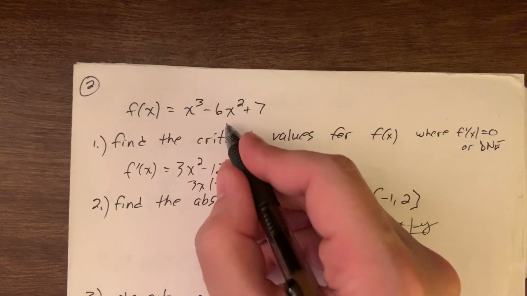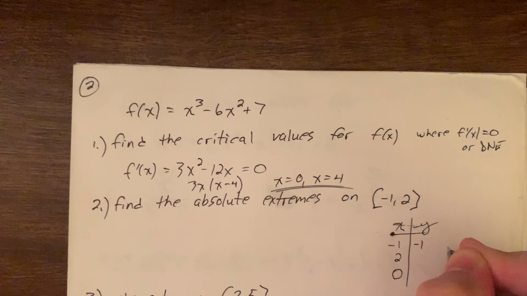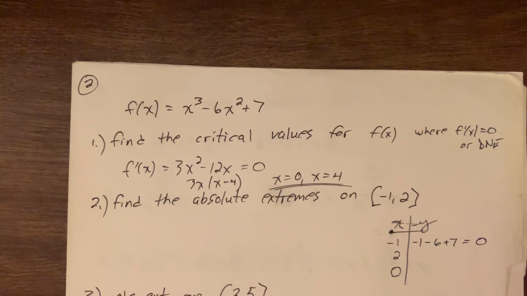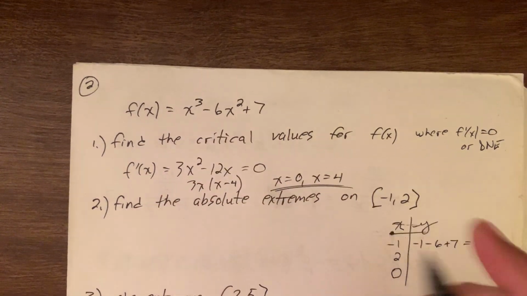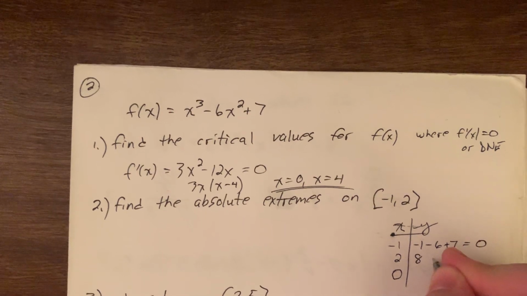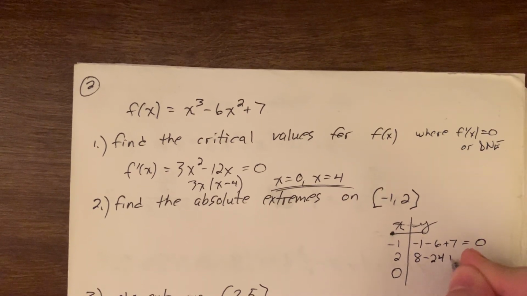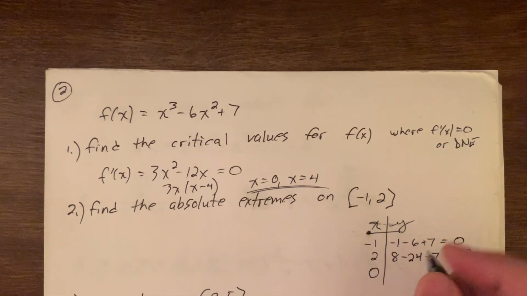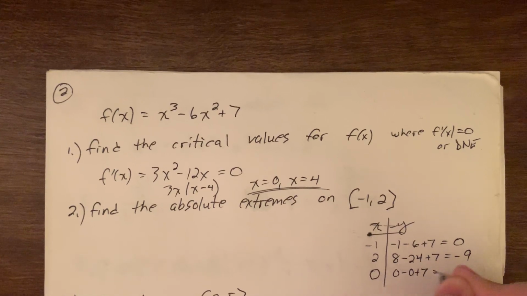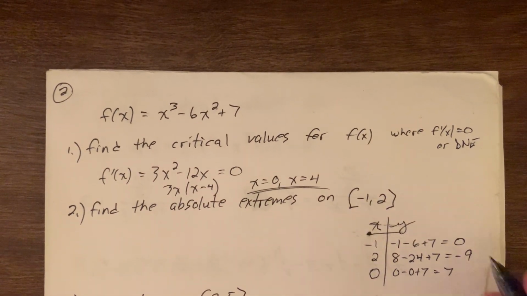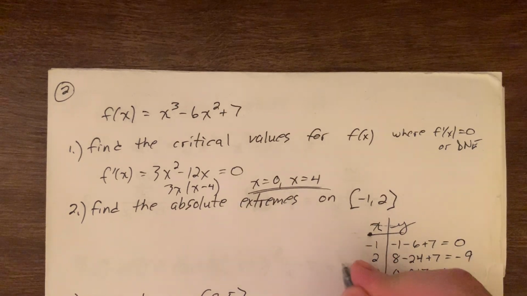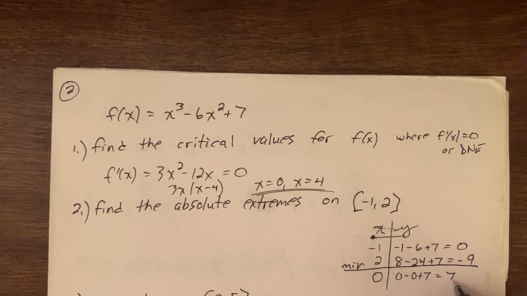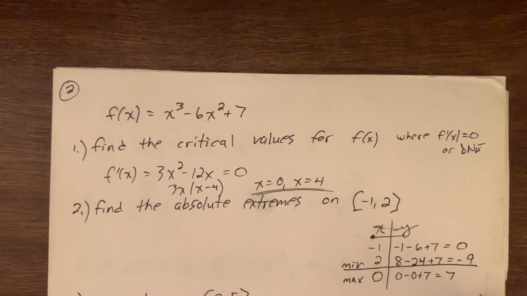One at a time, plugging them back into the original. So I'll get -1. I get +1 times -6 is -6, plus 7 gives me a y of 0. Now I'm plugging in 2. I get 8 minus 6 times 4, so minus 24, plus 7, and that gives me a y of -9. And then plugging in 0, I get 0 minus 0 plus 7 gives me 7. That is the smallest y value. So this will correspond with my minimum. That is the biggest y value. So that'll correspond with my maximum.